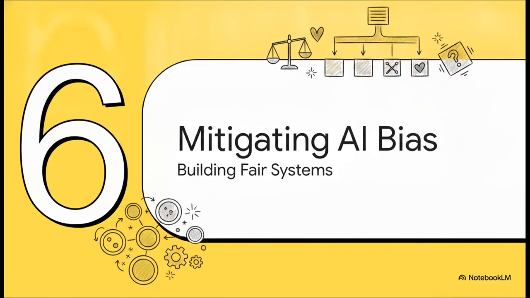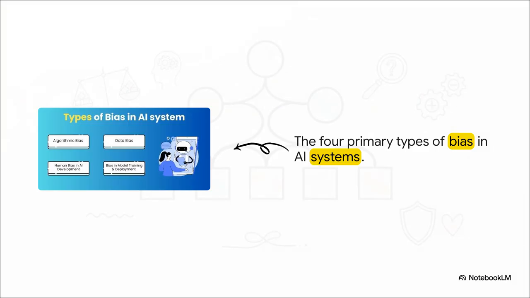Which brings us to our final section, Section 6, Mitigating Algorithmic AI Bias. To fix the bias problem, we first have to accurately categorize it. Here we have the 4 primary types of bias. It could be data bias, where the training set itself is flawed from the start. It could be algorithmic bias, rooted in how the model optimizes its rules. It could be human bias, creeping into the initial development phase. Or bias in deployment, where a model is used in a context it just wasn't originally designed for.